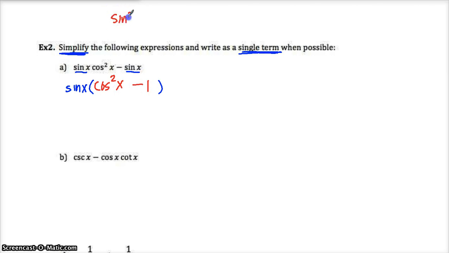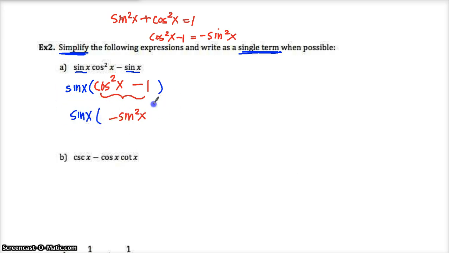Well, we have this Pythagorean identity, remember, cosine squared plus sine squared equals 1. If I did cosine squared minus 1, that I move the 1 here to the left side by subtracting. That means I have to move sine squared to the other side by subtracting, so I would get a negative sine squared. So I can replace cosine squared minus 1 with negative sine squared x. So I have now sine of x, doesn't do anything, we can't change that, but I've taken cosine squared x minus 1 and I've substituted in negative sine squared x.